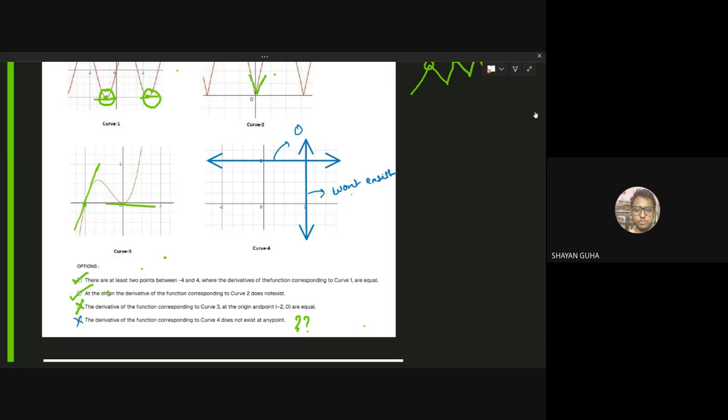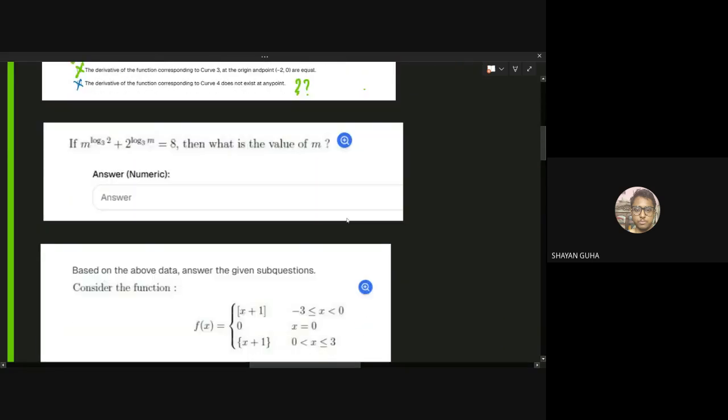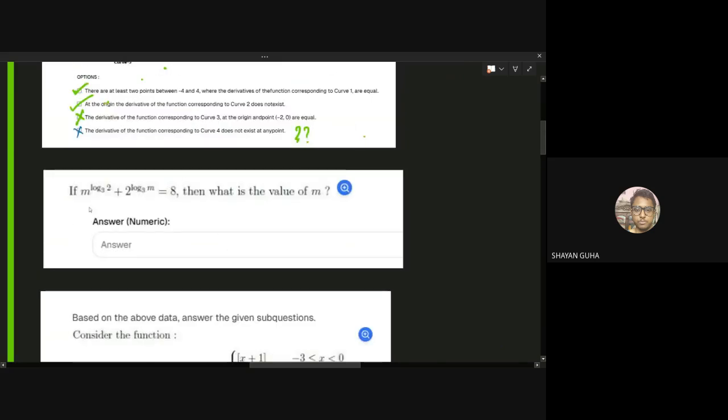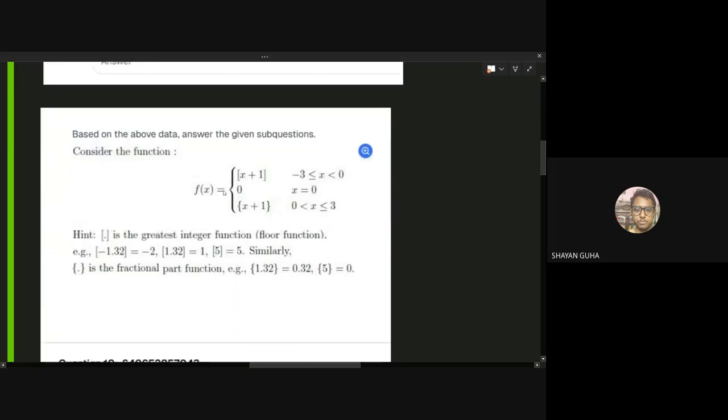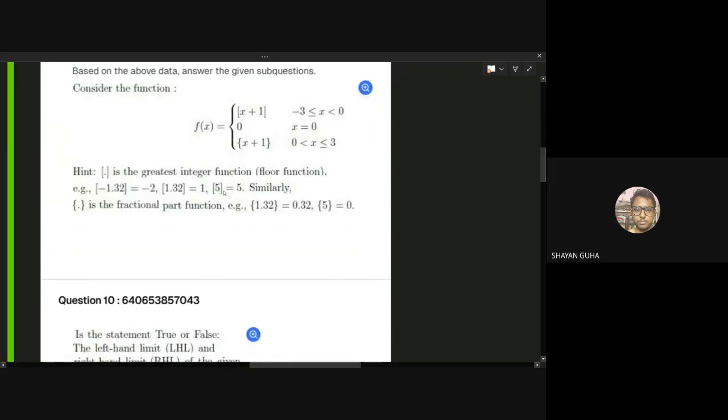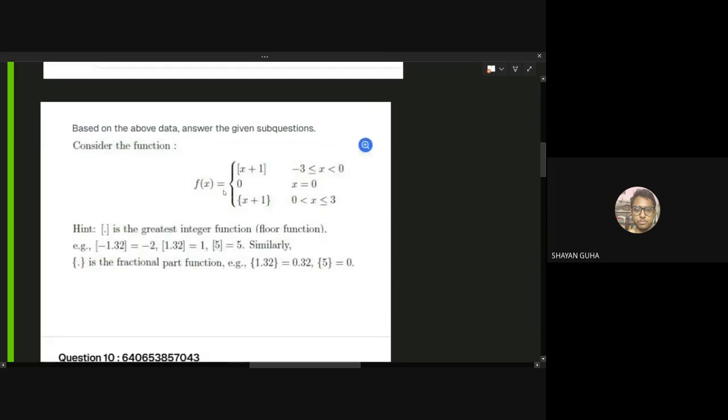Tell me if it's clear or not. Yeah. Okay. Now moving on to the next part. This one I had done. Okay. Now this question. Let me take one more page.